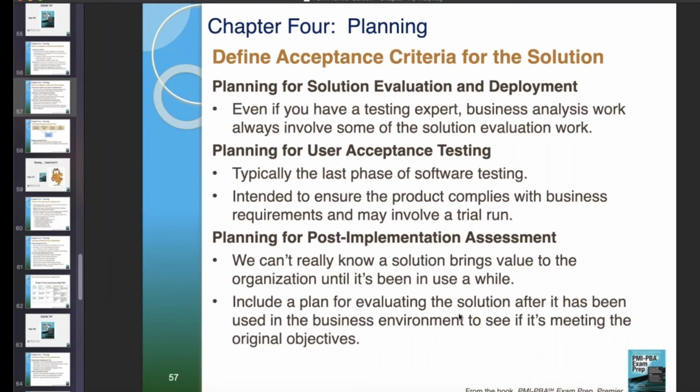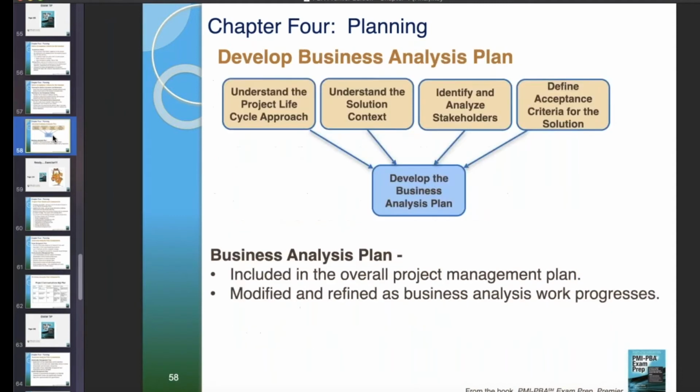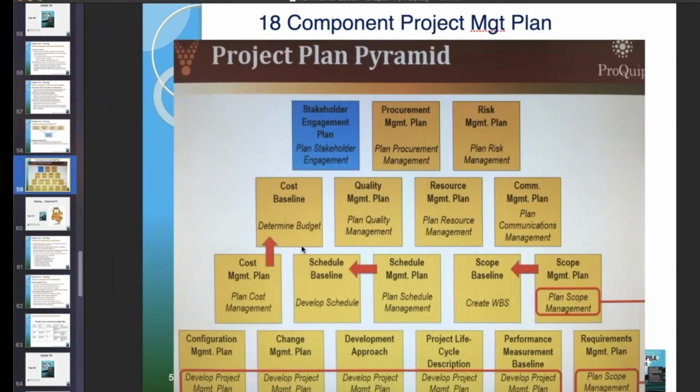Include a plan for evaluating the product after it's been used in the business environment to see if it is meeting the original objectives. Finally, it's about developing the business analysis plan. It's included in the overall 18-component project management plan. So the project manager is accountable for all of this to exist, but the business analysis plan, although it's not here, this is from the project manager's perspective, it should be within it.